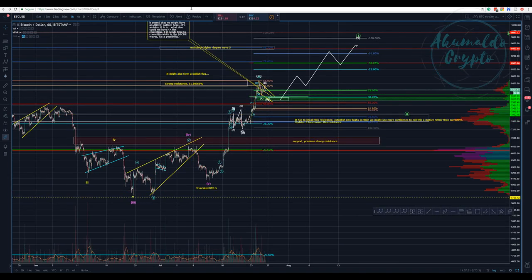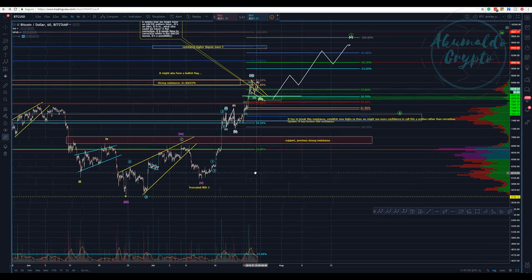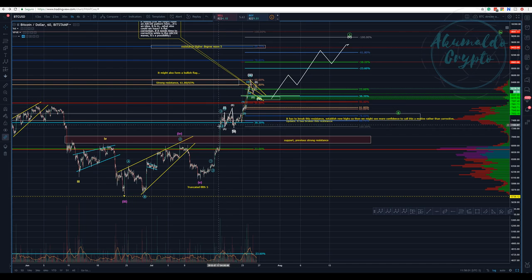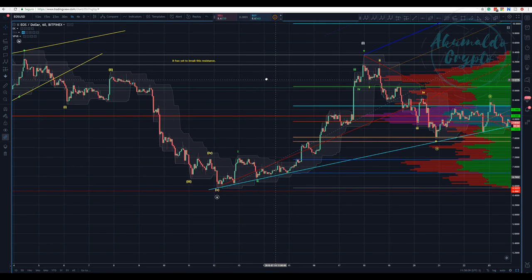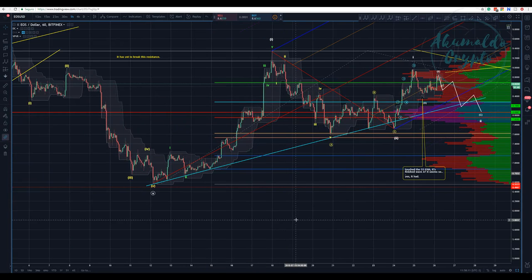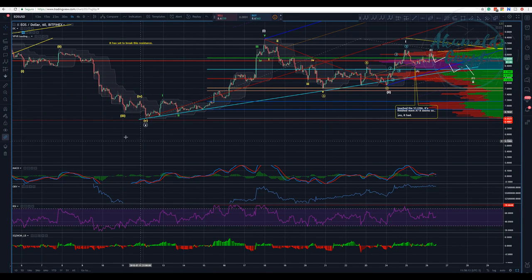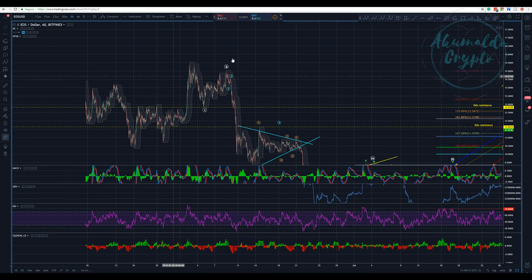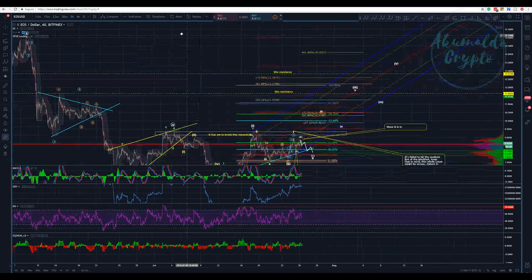When you look at the Bitcoin, you don't have this here. It's different. That's why I'm saying that this is a truncated fifth. But we have this kind of personality here in this first wave. We have this and this is our two. It's different. It's important to compare different charts to see if your patterns are consistent, right?